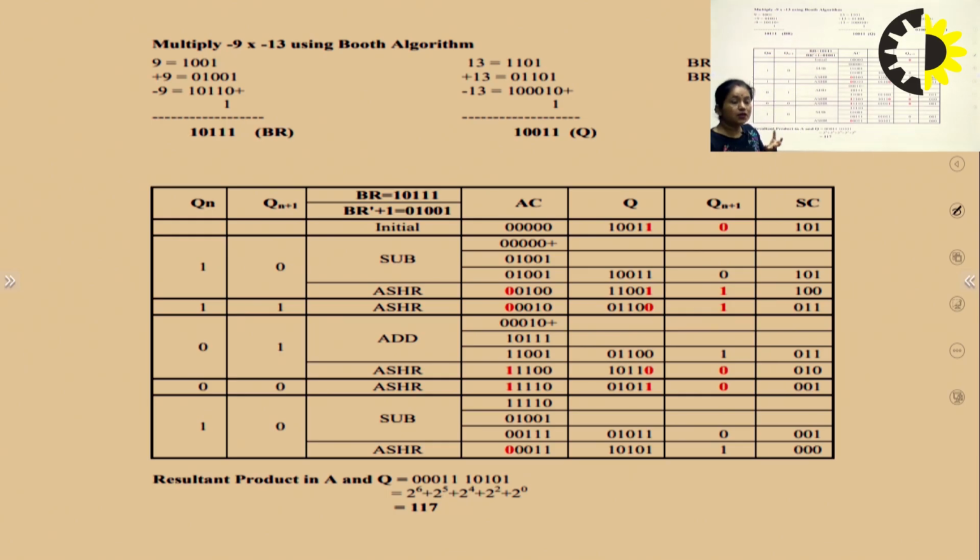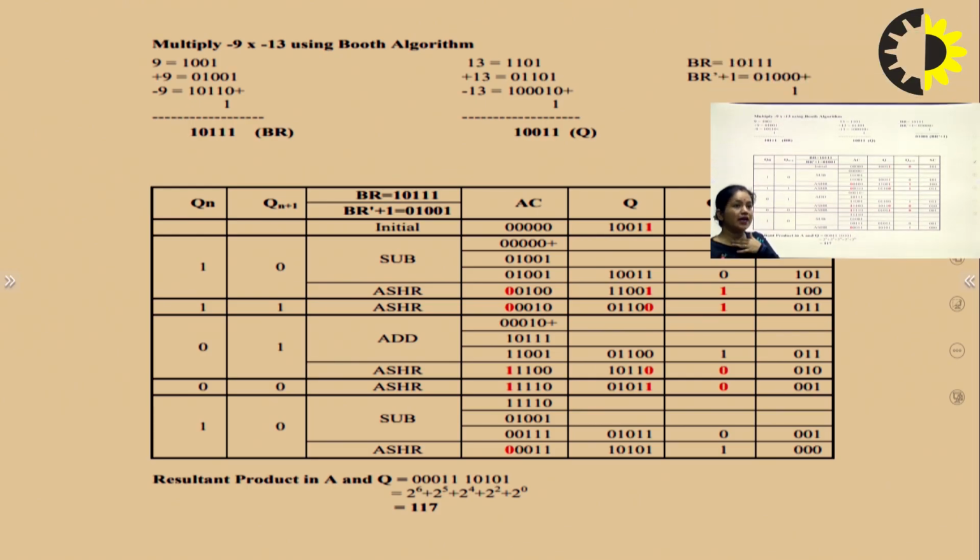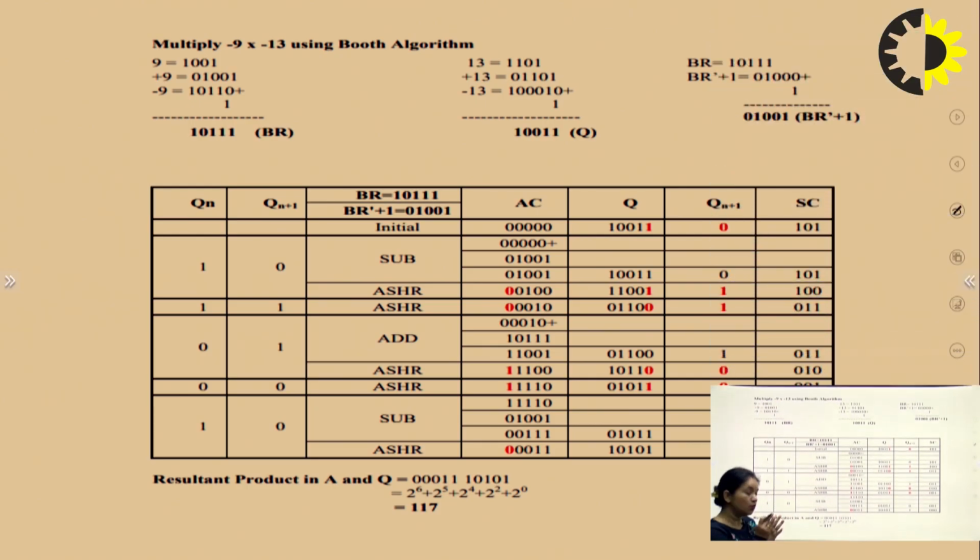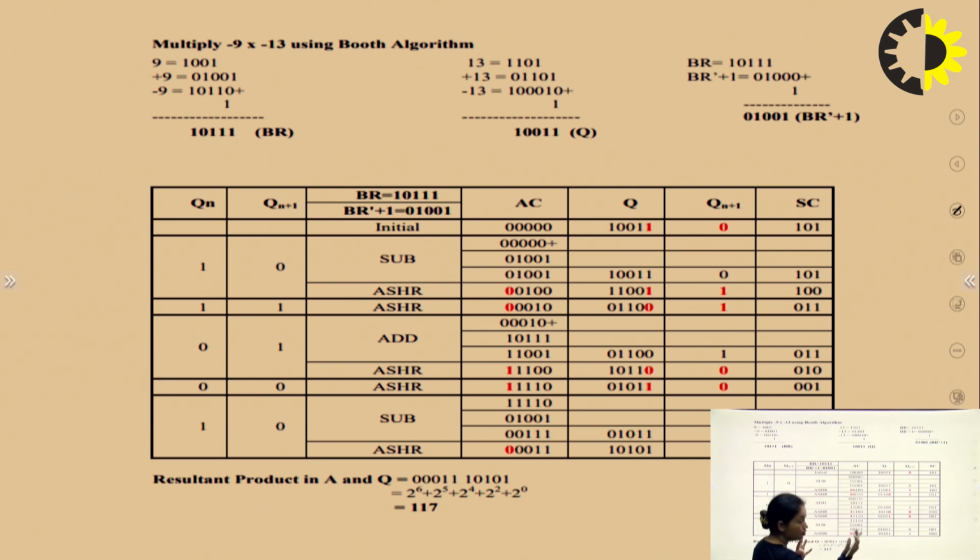So how we will do it? The number is negative. So what do we initially do? 9 will be represented as 1001. As we know, plus means we will take 0. Always remember 0 for the plus and 1 for the minus. So what I did? I will take the magnitude only, that is 9. I will convert it into a binary number, which is 1001. 1, 2, 4, 8. 8 plus 1 is 9.